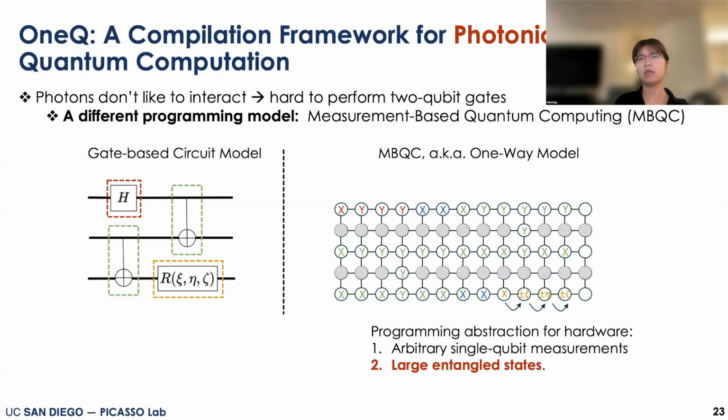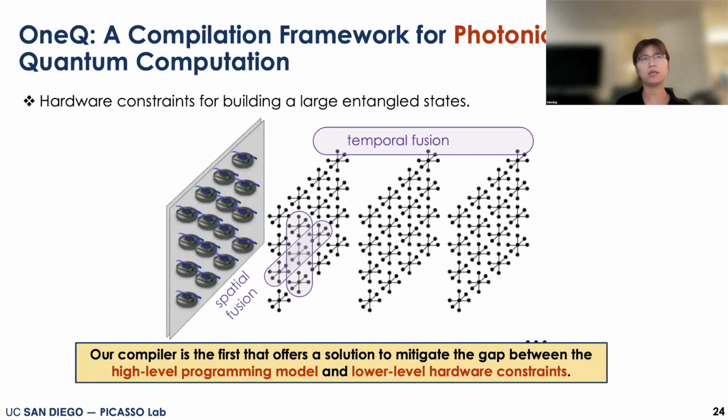One special thing here is that with this new measurement-based quantum computing model, we usually assume that we can build large entanglement states. But on the hardware, it's not true. Usually on real photonics hardware, each time we can only generate a small resource state with a few qubits. If you want to generate large entanglement states, you have to do fusion. And fusion is just like the two-qubit gates in the gate-based model, which is very costly and noisy. So that's why we also need a compiler to mitigate the gap between the high-level programming model and the low-level hardware constraints. If you are interested, I recommend you refer to our paper for more details.